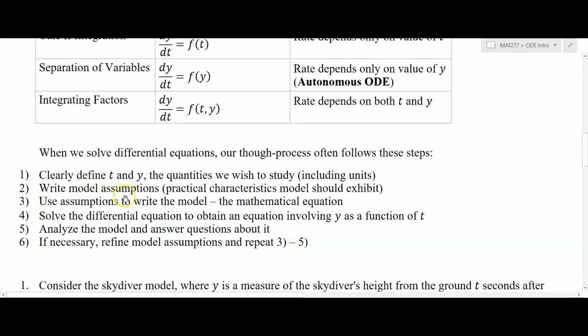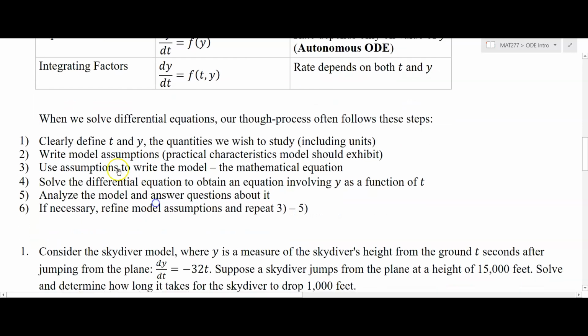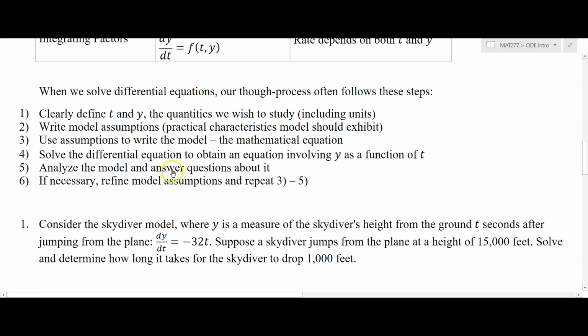We write the model assumption. What do we want to assume about our population? Does it tend to grow fast in July but slow in August? Or is the reproduction rate constant? You make some assumptions. Then you use those assumptions to write your differential equation. Then you typically solve it if you can, and you obtain an equation for y versus t. You analyze it, answer questions about it, and if you feel like those assumptions simply weren't good enough, or you want to refine the model, you refine it and repeat steps 3 through 5.